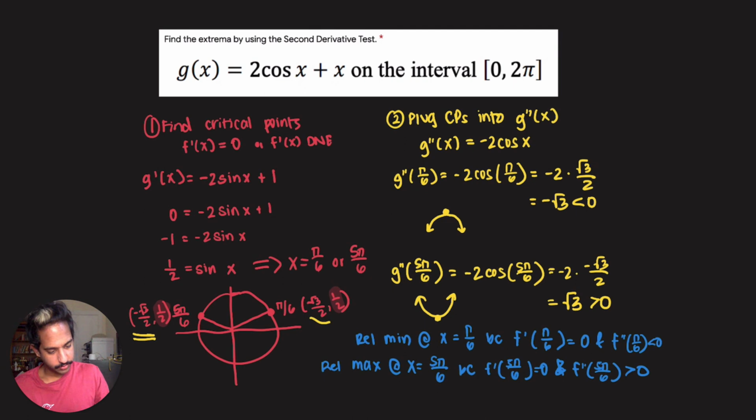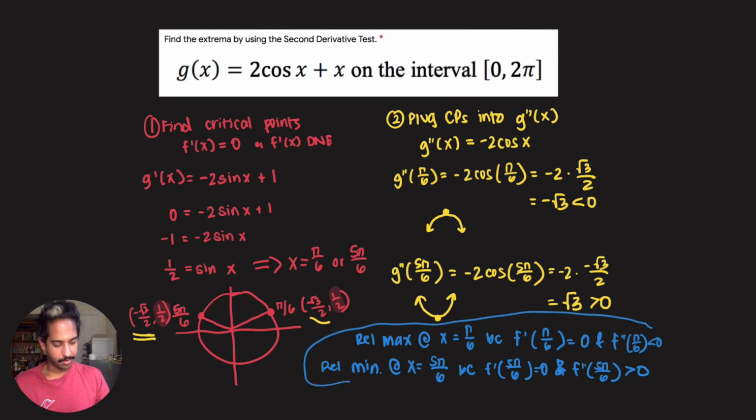Oh dear, I switched these up. The first one should say this is a relative max, and the second one should say this is a relative minimum. My apologies. So there we go. Our reasoning is right. Answers are right now. Here we go. Relative max at pi over 6 and relative min at 5 pi over 6.